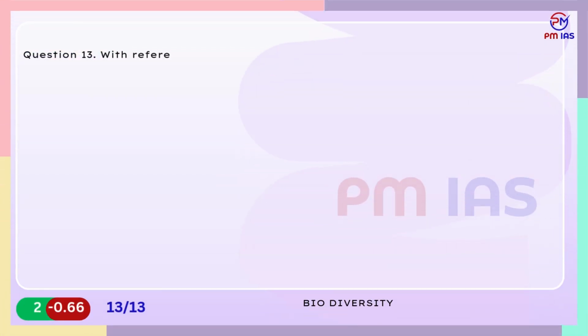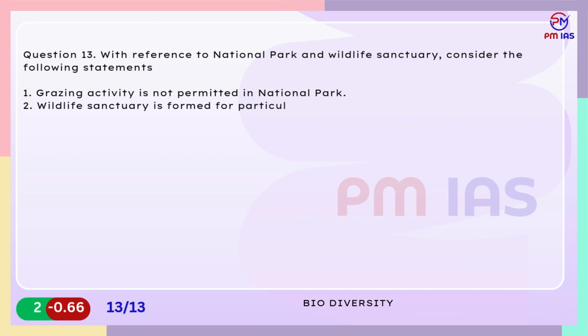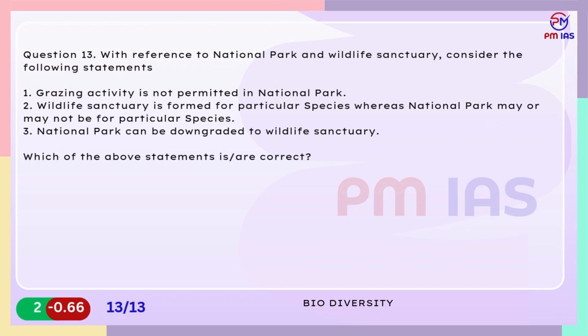Question 13. With reference to National Park and Wildlife Sanctuary, consider the following statements. 1. Grazing activity is not permitted in a National Park. 2. A wildlife sanctuary is formed for particular species whereas a National Park may or may not be for particular species. 3. A National Park can be downgraded to a Wildlife Sanctuary. Which of the above statements is correct? A. 1 and 2 only. B. 2 and 3 only. C. 1 and 3 only. D. 1, 2 and 3.